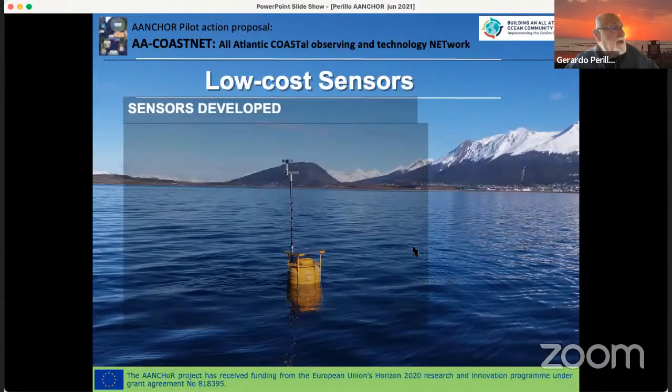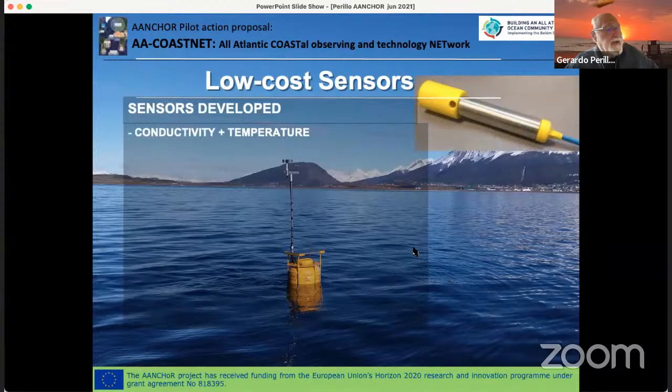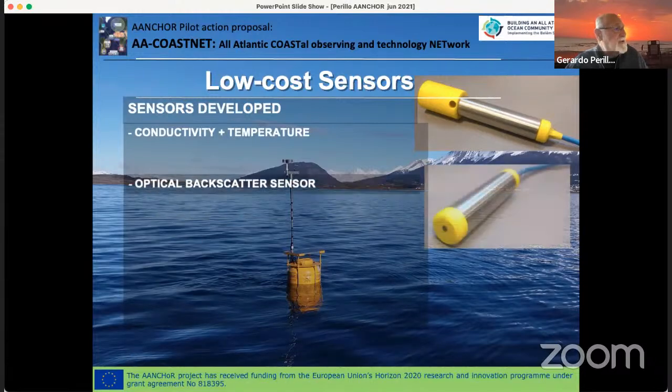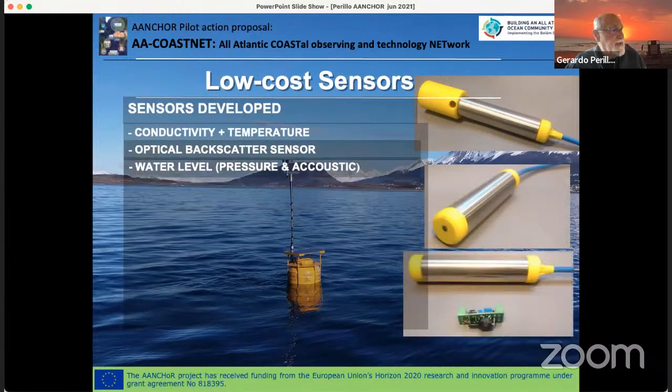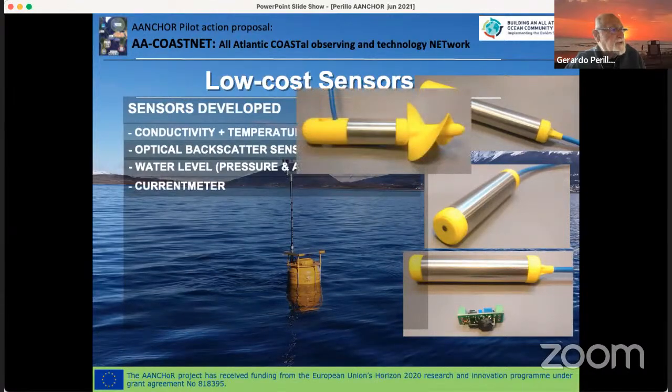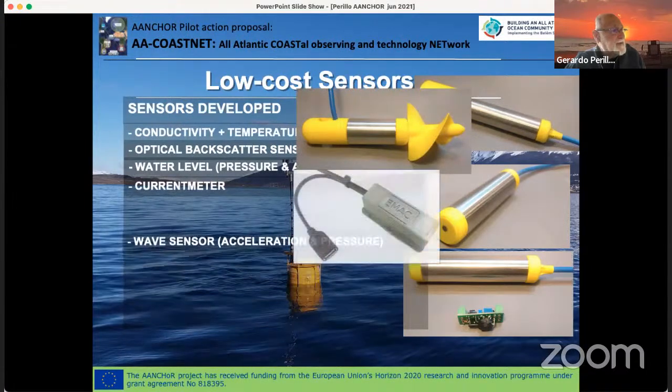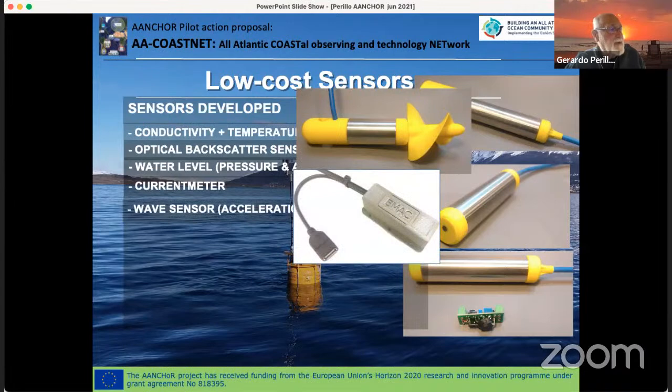We have been very successful for almost the last 18 years in developing our own sensors, like conductivity, temperature, optical backscatter, and water level, both pressure and acoustic, which we also use for measuring waves and tides. We also have a wave sensor that is being developed.